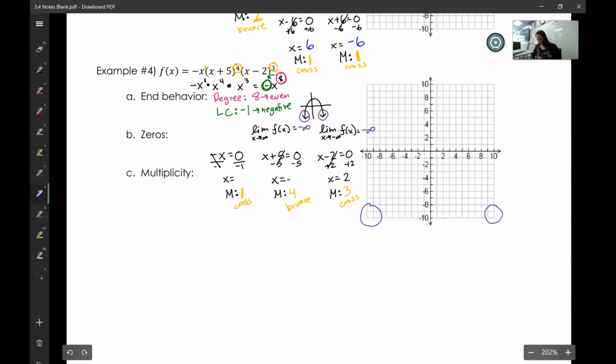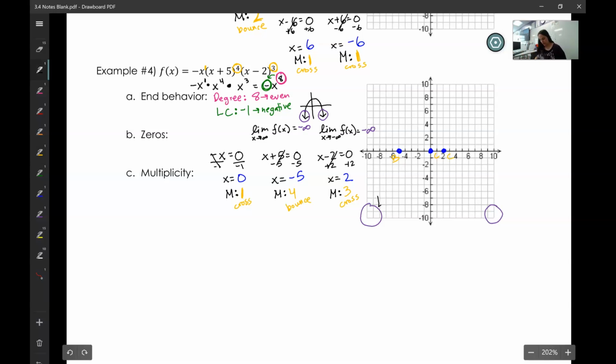Now I need to graph these zeros. Let me color code them for you. We have 0, negative 5, positive 2. So I'm going to go to 0. That one's going to cross, gets a C. Negative 5, that one's going to bounce, gets a B, because that's what we said. And then positive 2, and that one gets to cross, because that's what we said.